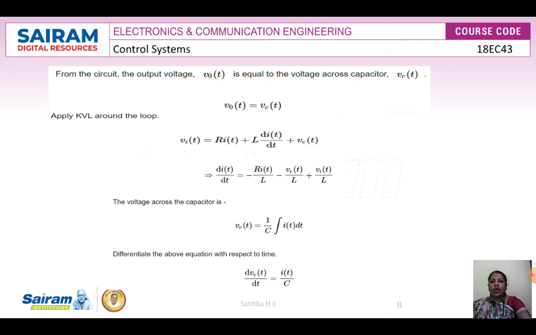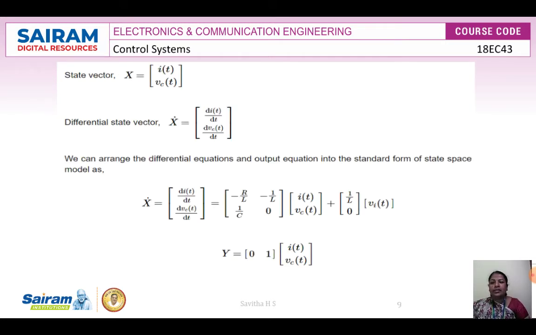From the circuit, the output expression is V0 of t equals the voltage across the capacitor Vc of t. So V0 of t is equal to Vc of t. Apply KVL around the loop. So Vi of t is equal to R into I of t plus L into di of t by dt plus Vc of t. We are taking the voltage across the capacitor Vc of t equal to 1 by C integration of I of t into dt. Differentiating the above expression with respect to time, dVc of t by dt is equal to I of t by C.